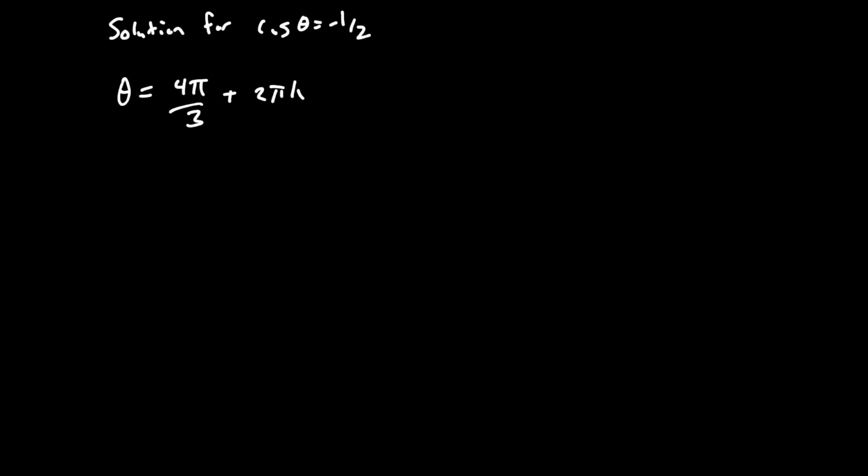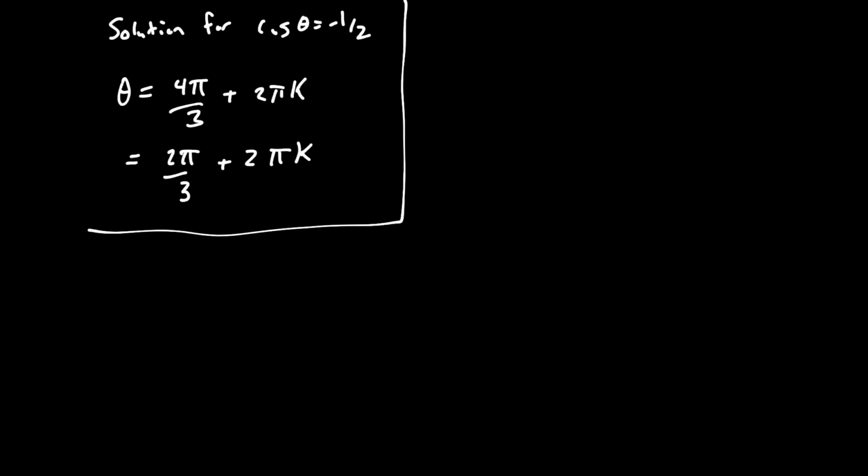So the solutions that we're going to get for cosine theta is equal to negative 1/2 are going to be given by theta is equal to 4 pi divided by 3 plus 2 pi k. And also the other solution is going to be given by 2 pi divided by 3 plus 2 pi k. So we're halfway done with this problem.